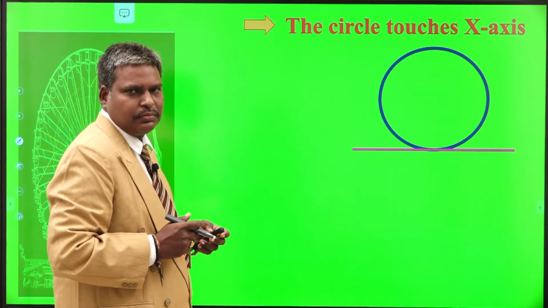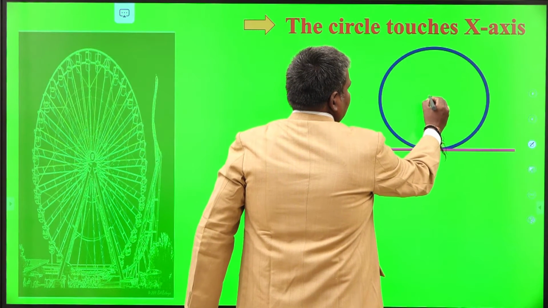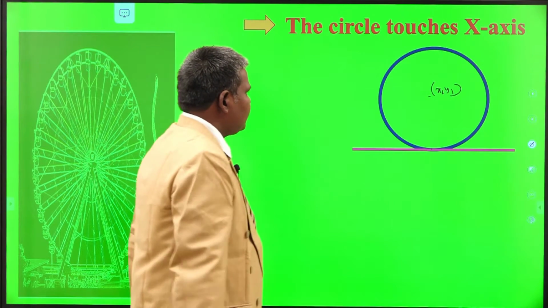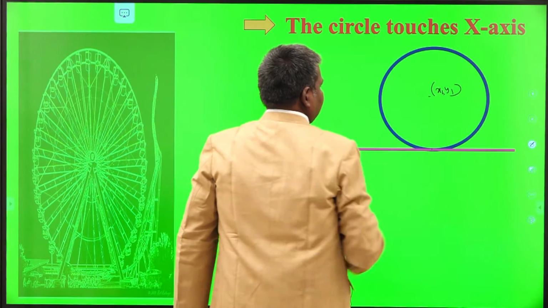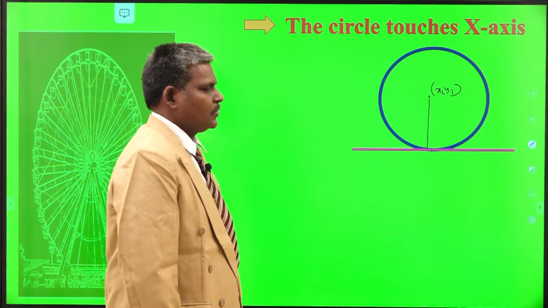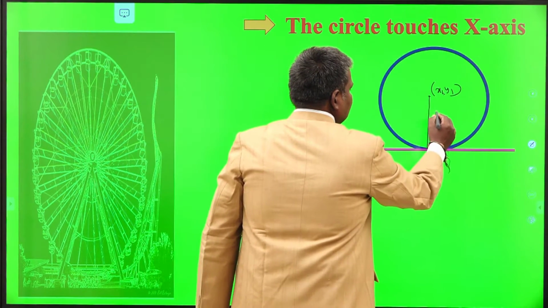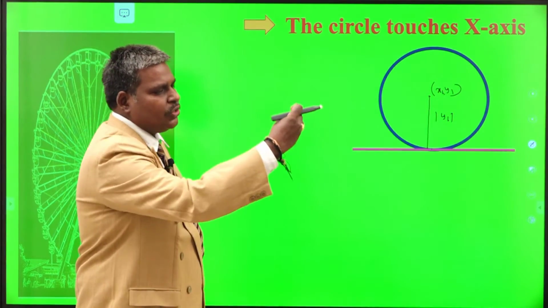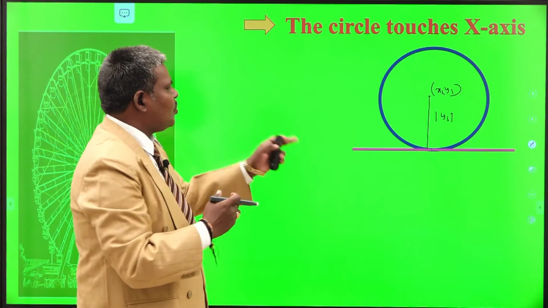Okay. Now, suppose its center is at x1 comma y1. Your circle touches x-axis. I am taking its center as at x1 comma y1. Now I am asking one question to you. What is the distance from here to here? The distance from here to here is simply modulus of y1. Am I correct or not? Distance from point to x-axis is modulus of y coordinate. Distance from point to y-axis is modulus of x coordinate.